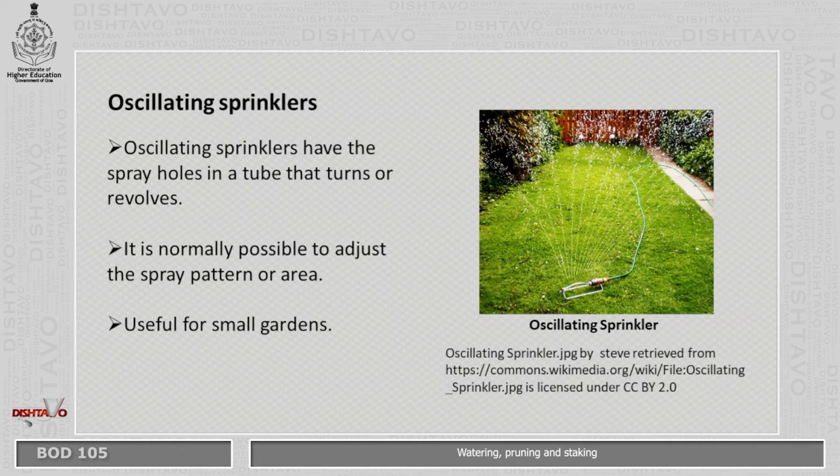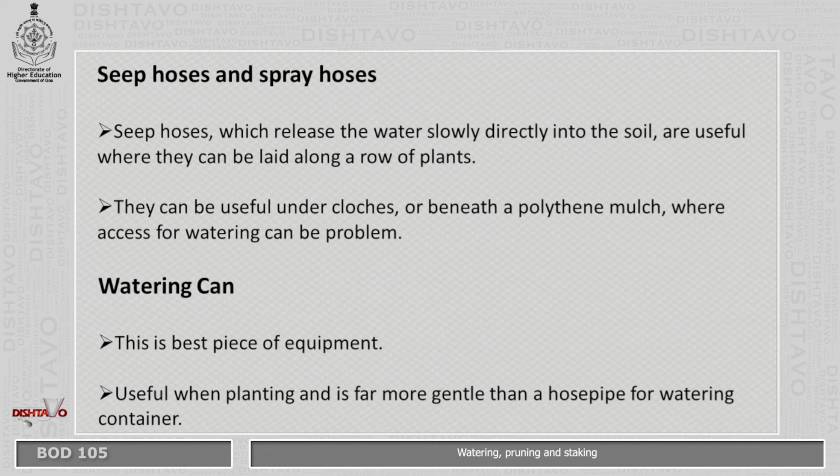Oscillating sprinklers. Oscillating sprinklers have the spray holes in a tube that turns or revolves. It is normally possible to adjust the spray pattern or area. It is useful for small gardens. Sip hoses and spray hoses.